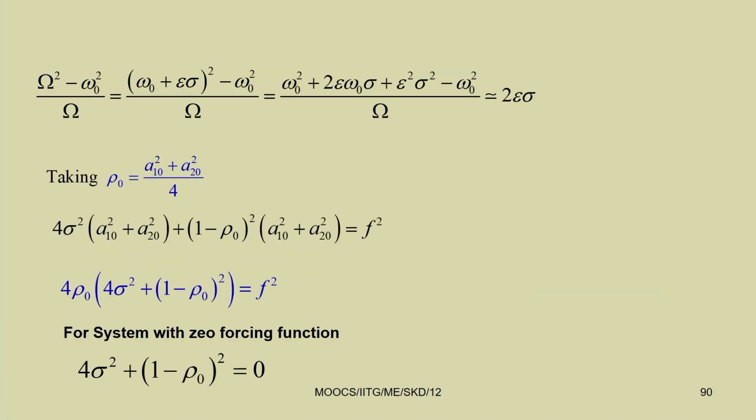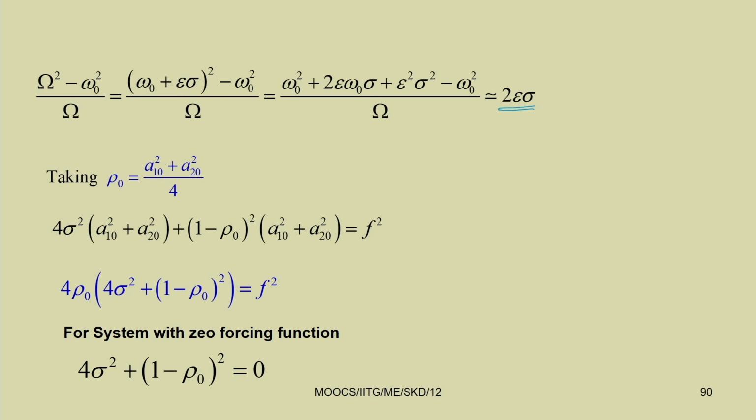one can find this equation, that is (omega square minus omega 0 square) by omega equal to omega 0 plus epsilon sigma whole square minus omega 0 square by omega, equal to omega 0 square plus 2 epsilon omega 0 sigma plus epsilon square sigma square minus omega 0 square by omega. So, this is simply equal to 2 epsilon sigma.